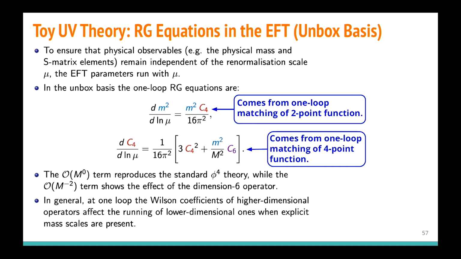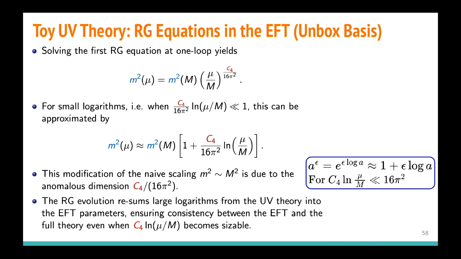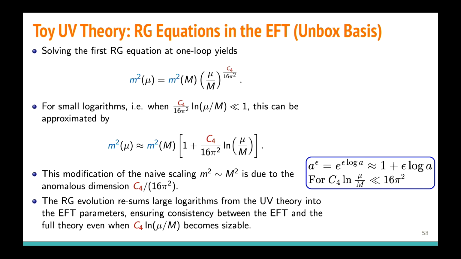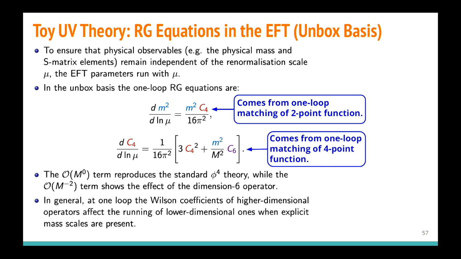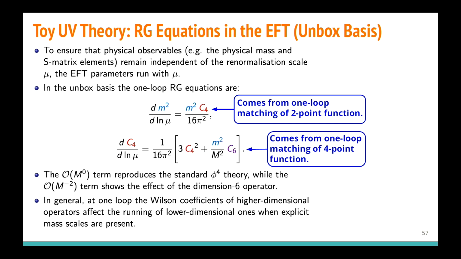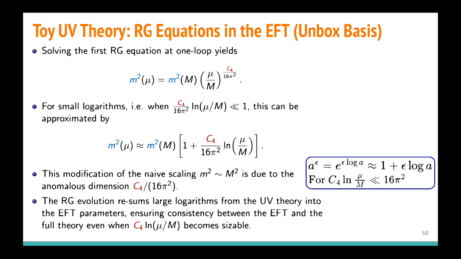So what I wanted to impress upon you is that the Wilson coefficients of higher dimensional operators would also affect the running of the lower dimensional ones when there are some explicit mass scales present. Here I wrote down the first RG equation. If I integrate this equation, I get m squared of mu equal to m squared of m, times mu by m to the power c4 by 16 pi squared. That's what I get by integrating the RG from the 2-point function.